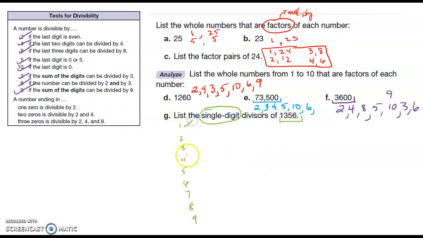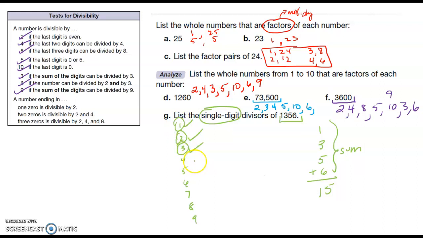We know 1 is going to work. 2 is going to work because it's an even number. What is the rule for 3? If the sum of the digits can be divided by 3, so it's 1, 3, 5, 6. We're going to add these together. This is going to be my sum. 1 plus 3 is 4, plus 5 is 9, plus 6 is 15. So yeah, that's divisible by 3. So far we have 1, 2, and 3.